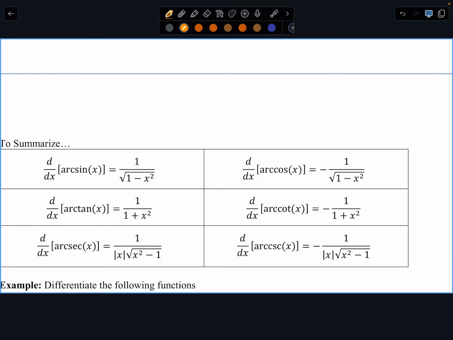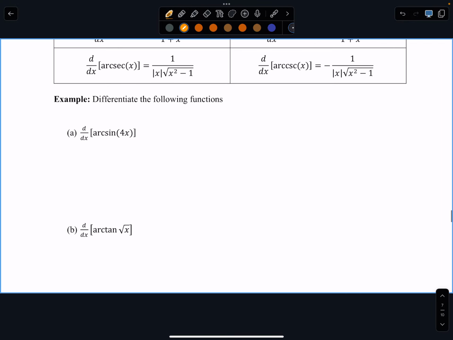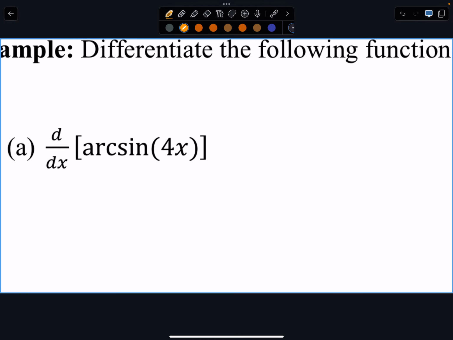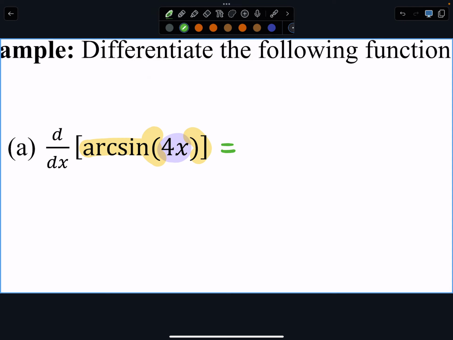Okay. So you guys, why don't we use these formulas? So if we want to differentiate arc sine of 4x, we have to use a little chain rule. Okay, so thinking about derivative of arc sine.